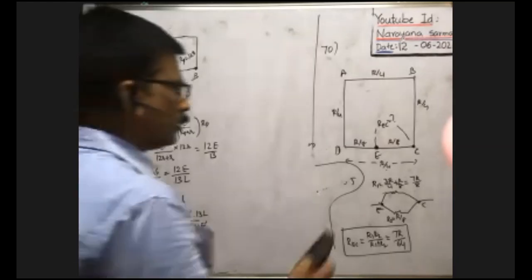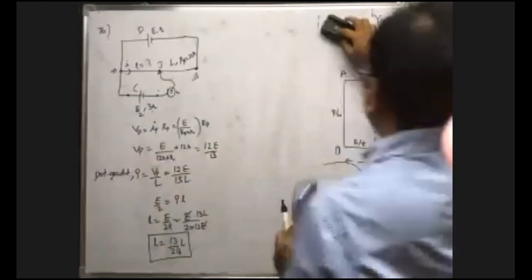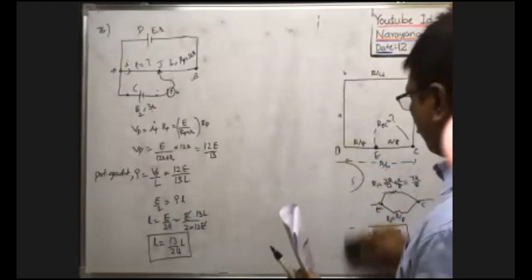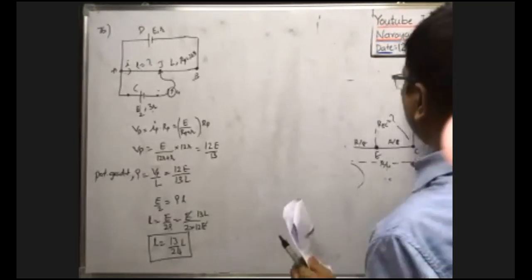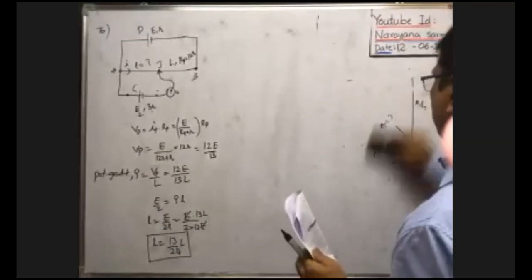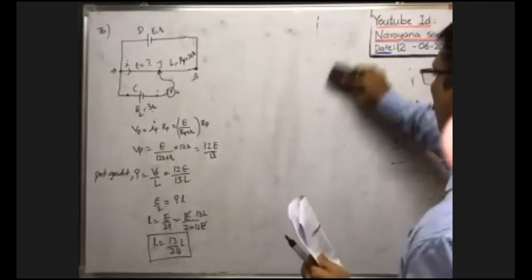So it is also an important model. From the fundamental concept, they asked the question. Generally, the EMF in the secondary circuit is directly proportional to the balancing length. E1 by E2 is equal to l1 by l2.